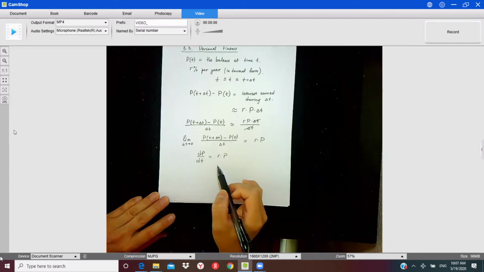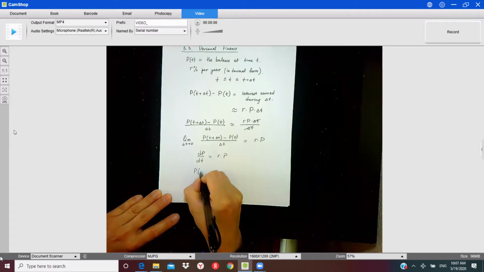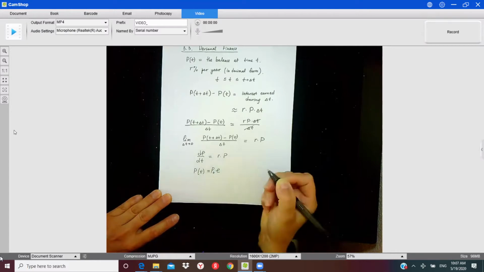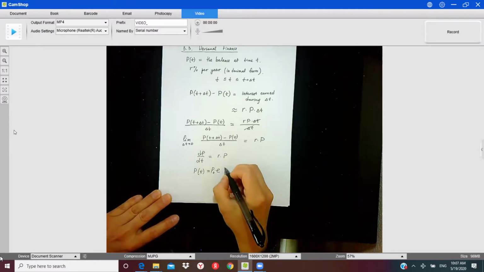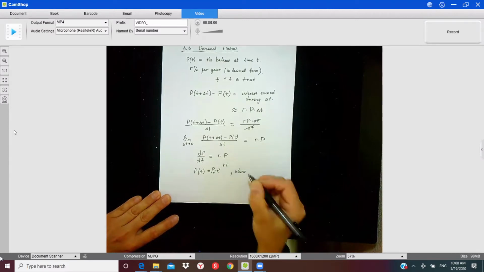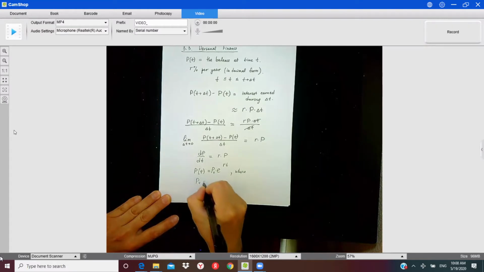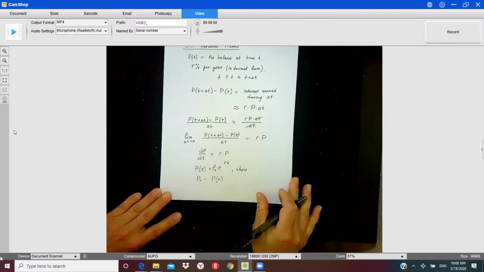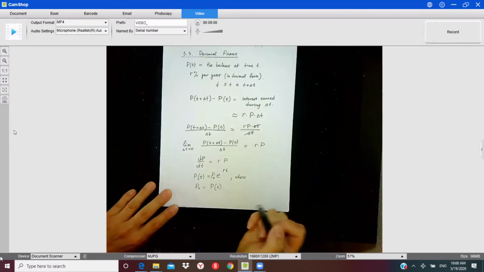So if you integrate both sides, you will be getting P of t equals, well, there is P sub 0, right? P sub 0 times e to the power rt. In other words, we're getting exponential growth here. So let me add here where P sub 0 is, well, it's not population, it's balance at time 0. So here is our model.